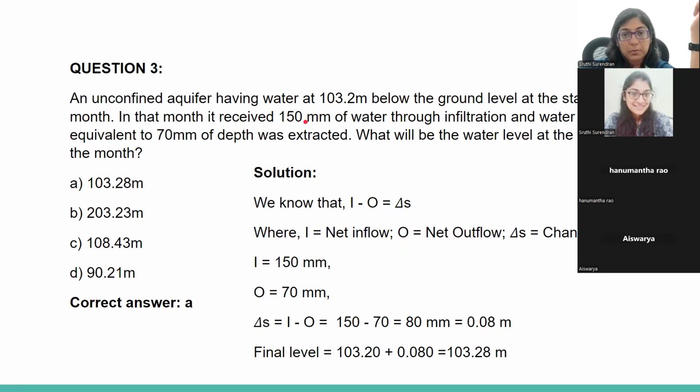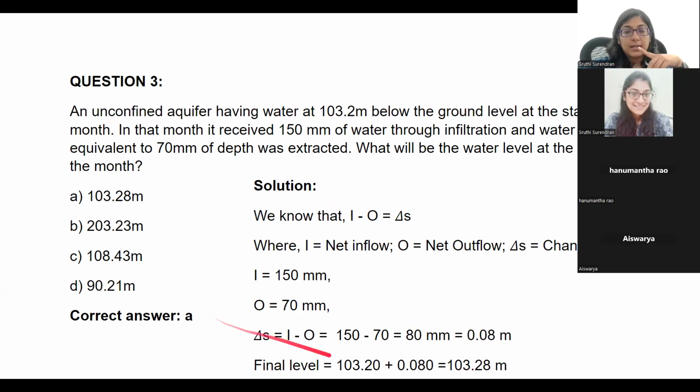There is 150 mm of water going in through infiltration, but 70 mm of water is being extracted, which is the outflow. So we need 150 minus 70, which will be 80 mm, equal to 0.08 meter, which when added to this initial water level is going to give us the final water level. That is what is asked. By the end of the month, what is going to be the water level?